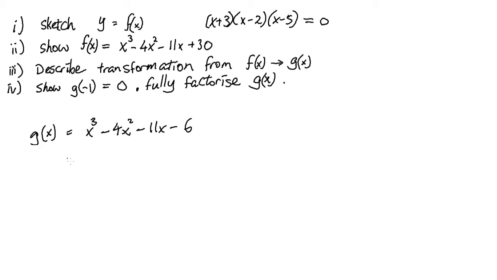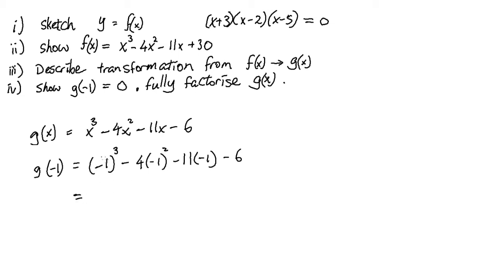That is the easy part, because g of minus 1 is just the same thing, but x is minus 1. So minus 1 cubed minus 4 times minus 1 squared minus 11 times minus 1 minus 6 will have to be 0, and that's what we're trying to show.